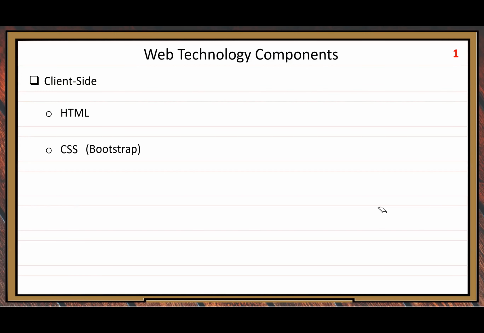And Bootstrap. Some students like to use some advanced CSS package, and Bootstrap is a popular CSS package. Later, when I talk about examples, I will explain a little more. Then JavaScript. JavaScript is very important if you want to do dynamic features at the client side.